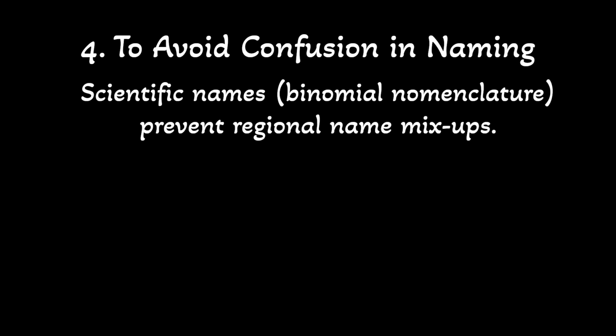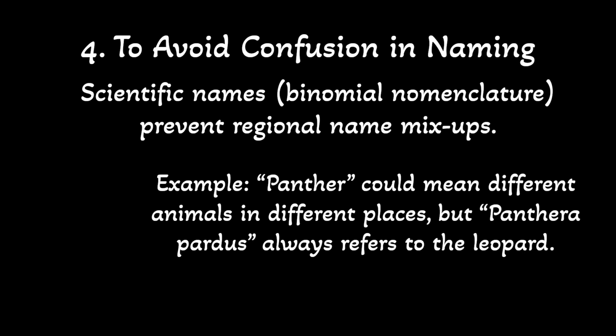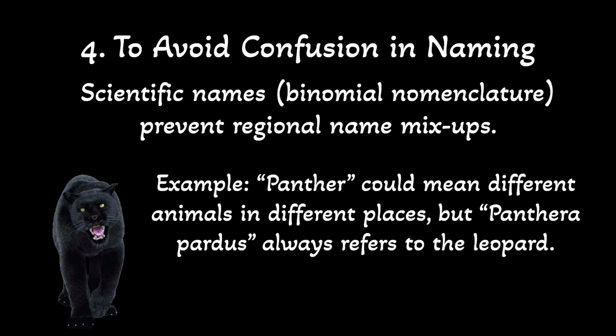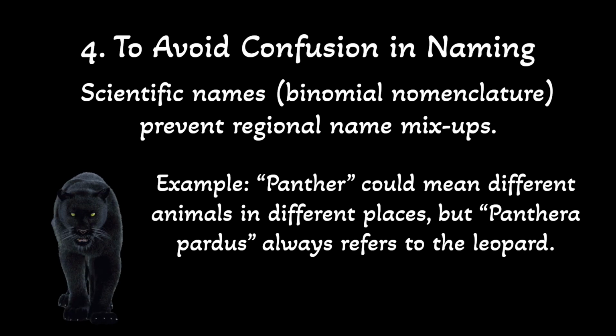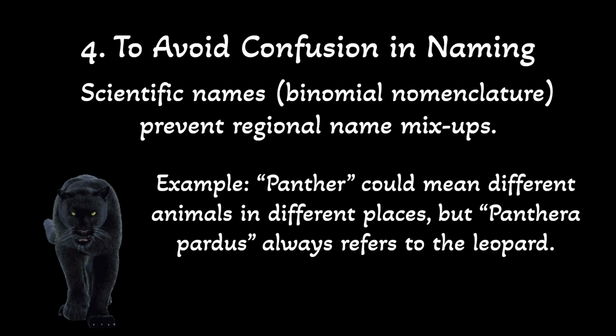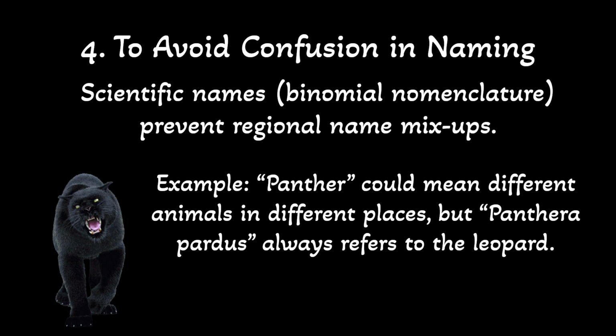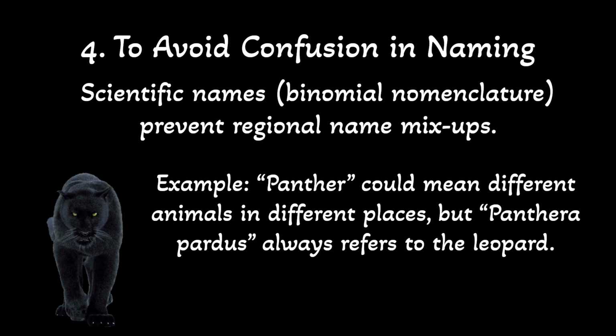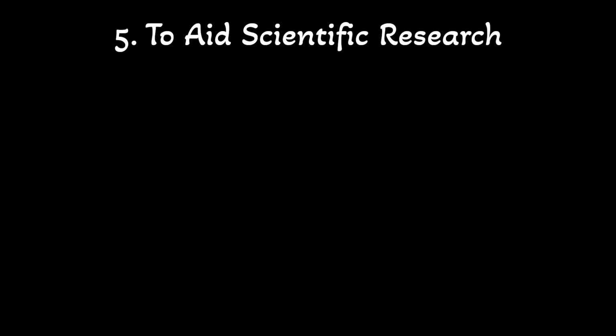The fourth one is to avoid confusion in naming. The scientific name, the binomial nomenclature, prevents regional name mix-ups. For example, the word panther can mean anything in different languages, but Panthera pardus, the binomial name, always refers to the leopard. So you understand.